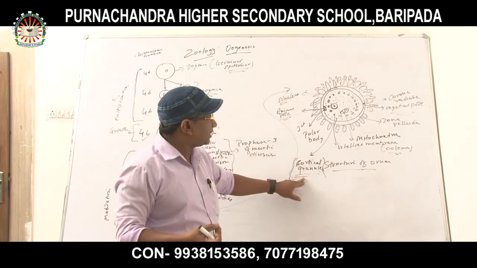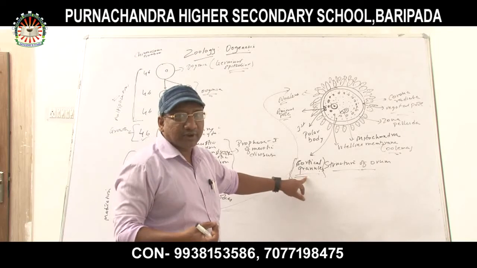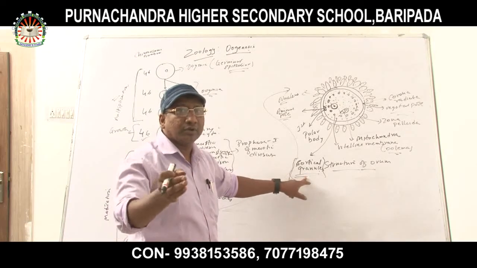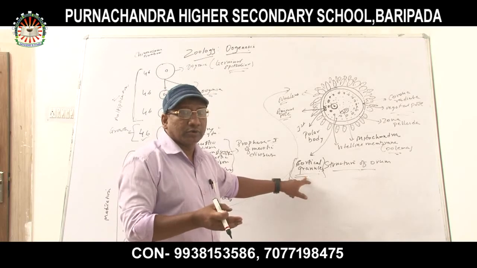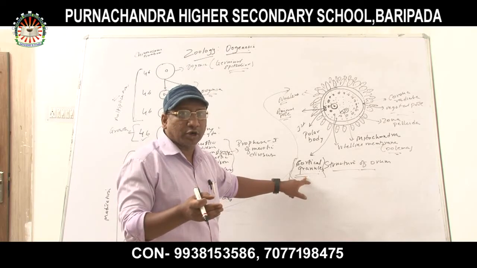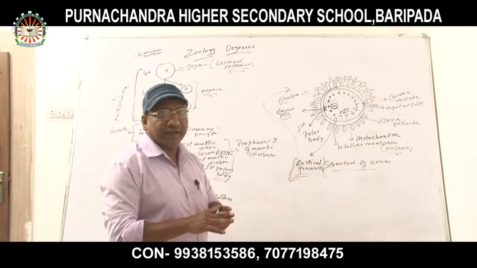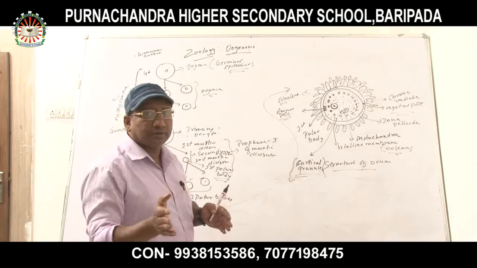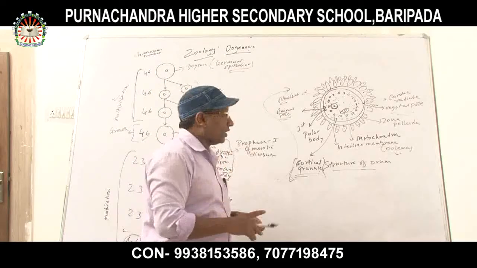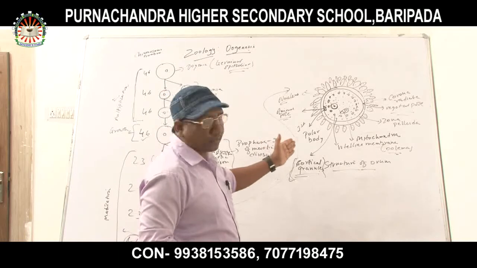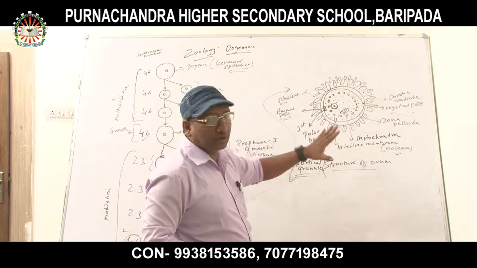And the cortical granule is what? The function of the cortical granule is to prevent the entry of excess sperm. Excess sperm means not more than one sperm. So cortical granules prevent the entry of more than one sperm into the ovum. These are the functions of the organelles which are present in the ovum.